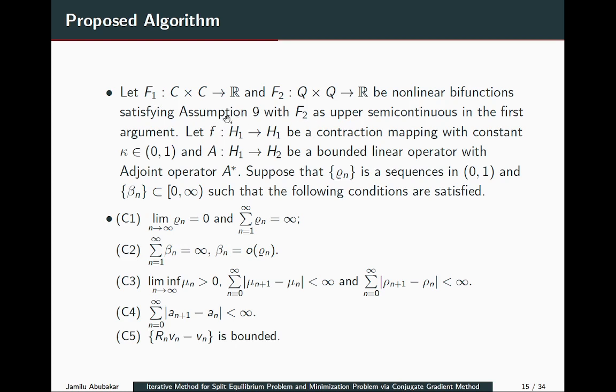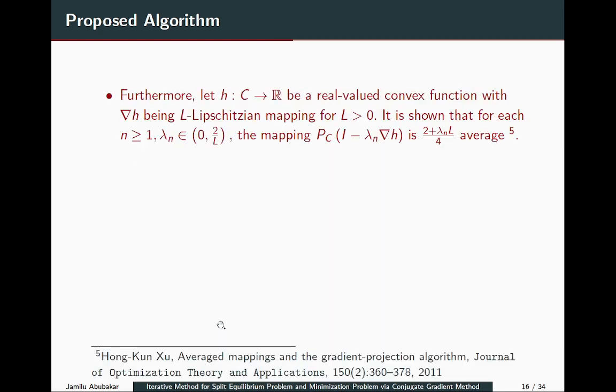You can see satisfying assumption 9, and let F be a contraction mapping with a contraction parameter kappa given by this, and a bounded linear operator from H1 to H2 given by this, and adjoint denoted by this, such that we have these sequences in (0, 1) satisfying the following conditions from C1 to C5.